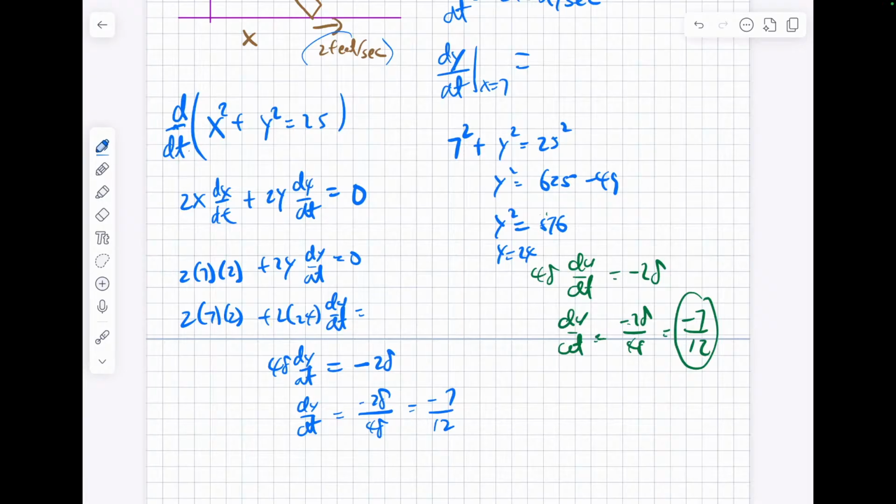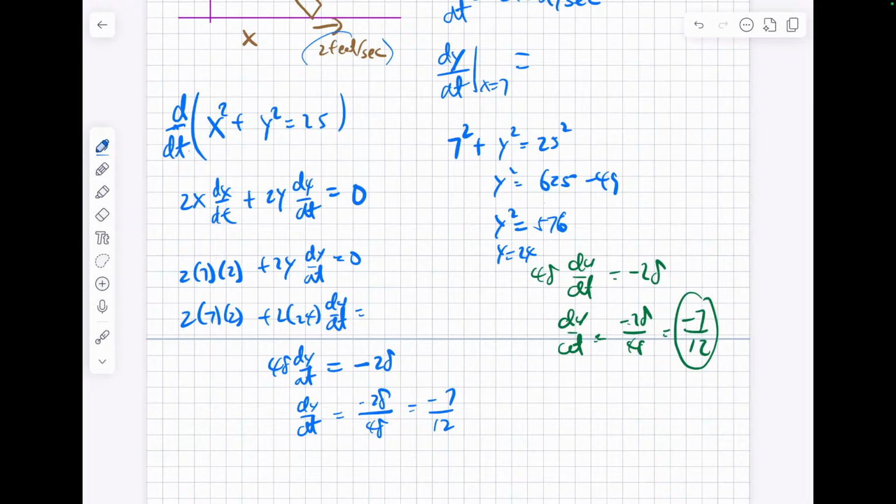Yes? What did you do after y squared equals 576? It's the Pythagorean identity. I solve for y. I move the 7 squared to the other side, and I do 625 minus 49 equal to 576. And y is equal to 24. Okay, any questions?